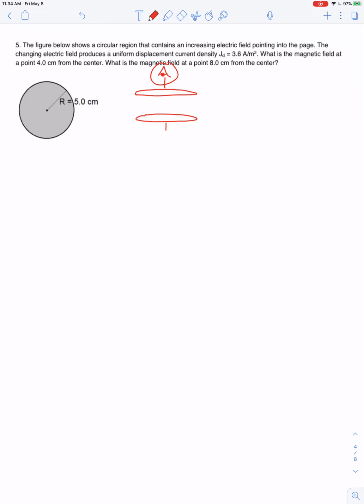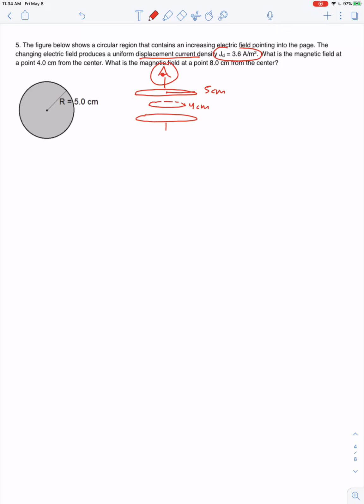and we're told that there's a displacement current density of 3.6 amps per square meter, and we need to find the magnetic field 4 centimeters from the center. So the radius is 5 centimeters, and we're asked to find the magnetic field at a radius of 4 centimeters.